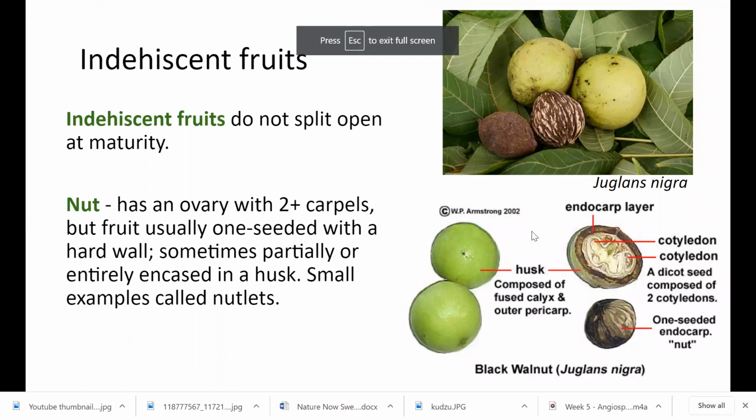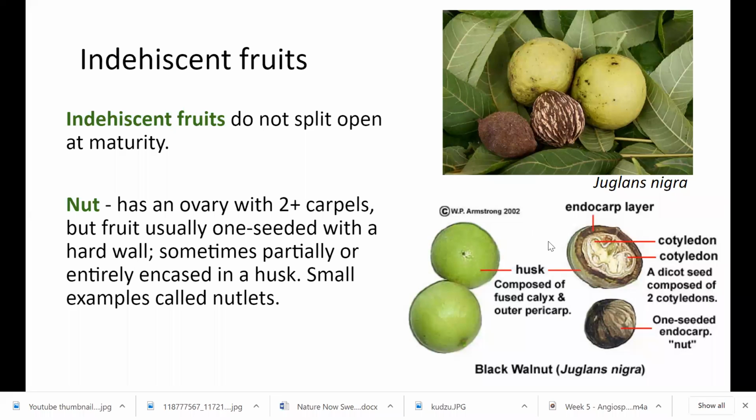So let's talk about indehiscent fruits, right? We just talked about fruits that split open, revealing their seeds. And this is a little bit tricky when we're talking about indehiscent fruits. The ovaries don't split open themselves. When we talk about nuts, a lot of times nuts are enclosed in a husk, but that is not considered a dehiscent fruit. The fruit itself is usually one-seeded with a hard wall. Sometimes it's encased in a husk that does split open. So this is something you'll just have to study to remember.